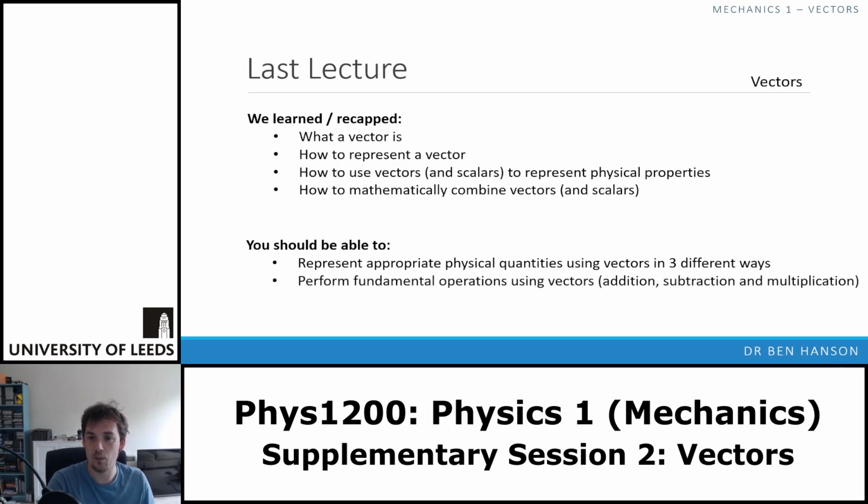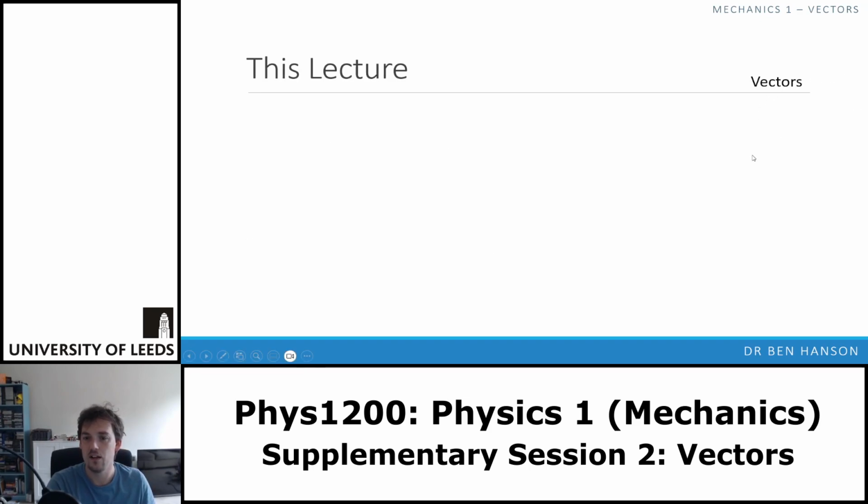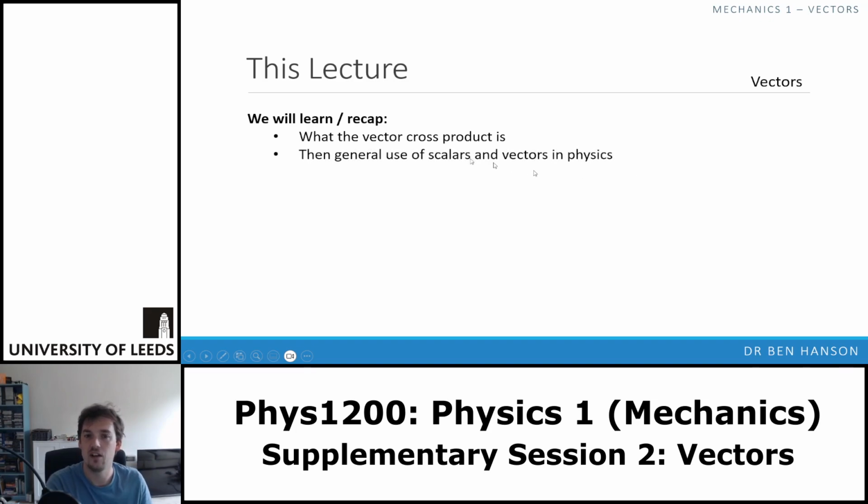We've learned how to perform a few fundamental operations using vectors, so that's addition, subtraction, multiplication, and we also did a bit of derivation, so we derived the formula for calculating the vector dot product. Interesting, but not 100% important for physics going forwards. But this session, we're going to learn what the vector cross product is. So we've done the dot product, we're going to learn what the cross product is, and we're going to learn the general use of scalars and vectors in physics.